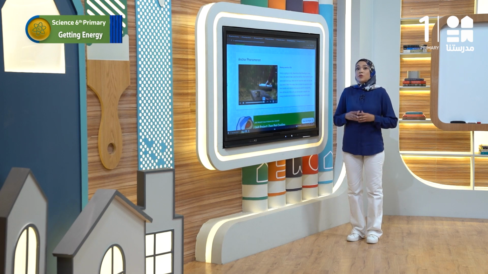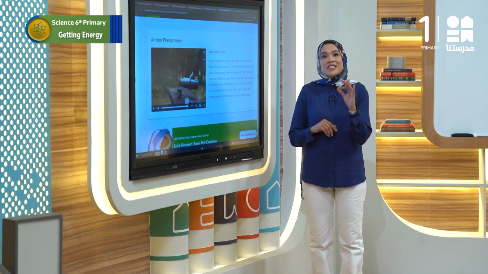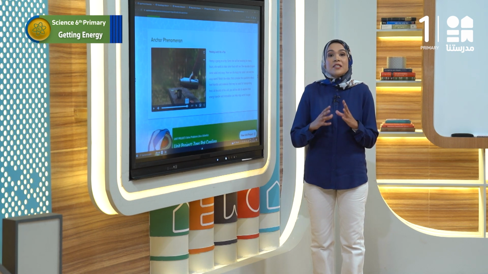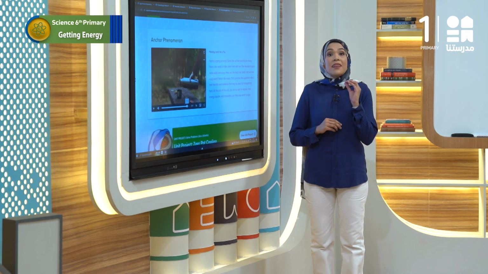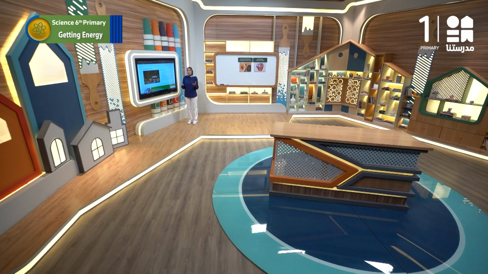Did you observe that we can use different pots that preserve food for a long time? Like what? Yes, like the ice box. It's a special kind of box that is made to preserve food for a long time. So it's made of several layers of special materials that prevent leakage of heat.